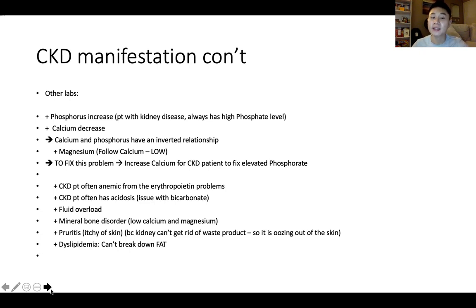CKD patients often have acidosis issues with bicarbonate, like I mentioned earlier. Fluid overload, because the body is retaining all of the fluid; it doesn't excrete the urine out because the kidney doesn't filter the blood anymore. Mineral bone disorder, because of the decreased uptake of calcium leading to low calcium level, and low magnesium, lead to fragile bones. They will have pruritus, itchy skin. This is because the kidney cannot get rid of the waste product, so it's oozing out and causes issues with skin integrity. Hyperlipidemia is when the body cannot break down fat because the kidney doesn't work anymore.